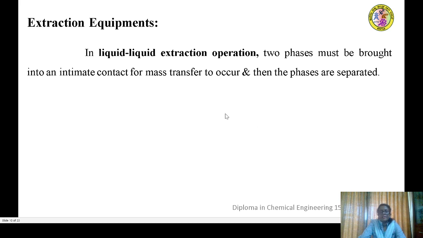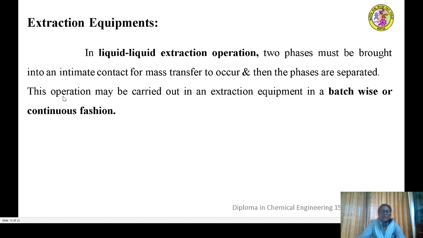Okay, so now let us briefly discuss the extraction equipments. Today we will understand their classification, so that from the next class onwards we can discuss the different extraction equipments in detail. Liquid extraction is one operation where you need to construct equipment that brings two liquid phases into intimate contact so that proper mass transfer occurs between them. And after that, the phases need to be separated. So keeping in mind all these aspects, you need to design a suitable equipment.